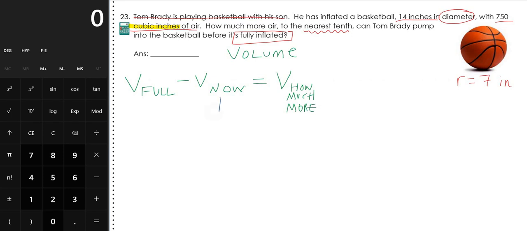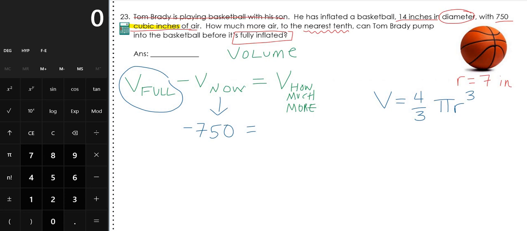We have the volume now. He said it's 750. That's how much we've already put in there. We're trying to figure out how much more, but we still need to figure out what's the full and total volume. What's the maximum that the sphere can hold in terms of the air? So let's pull out our volume formula for a sphere. Volume equals 4/3 pi r cubed. Volume equals 4/3 pi. Plug in your radius of 7 cubed.